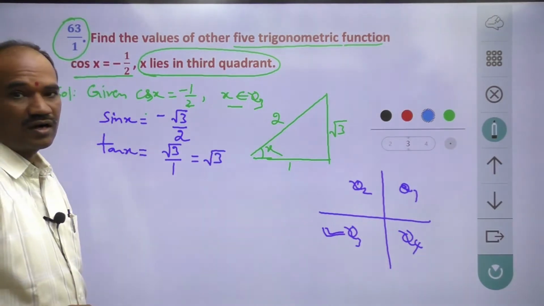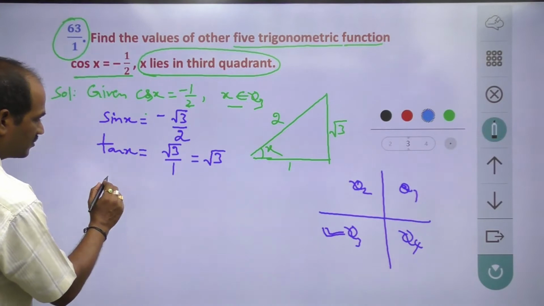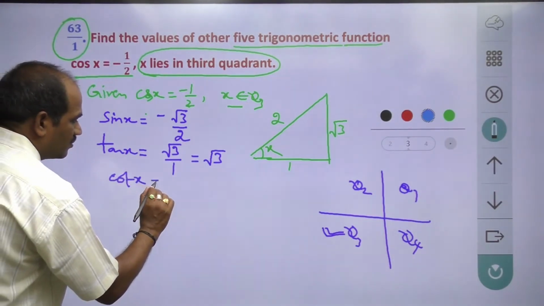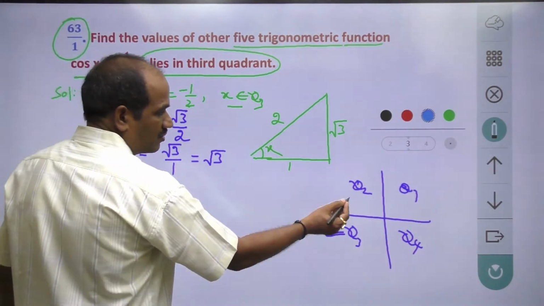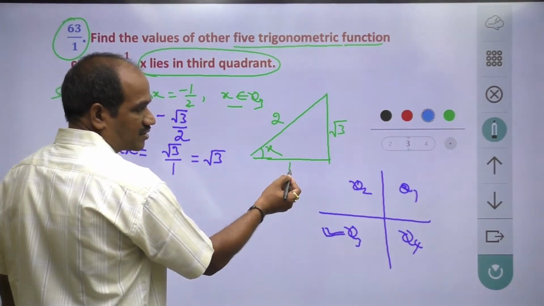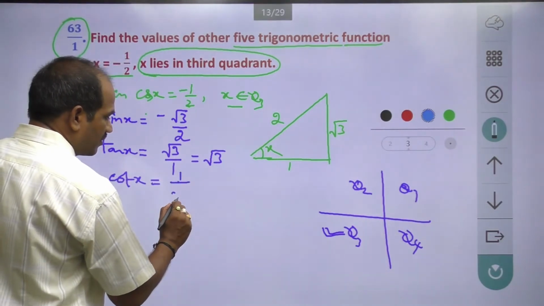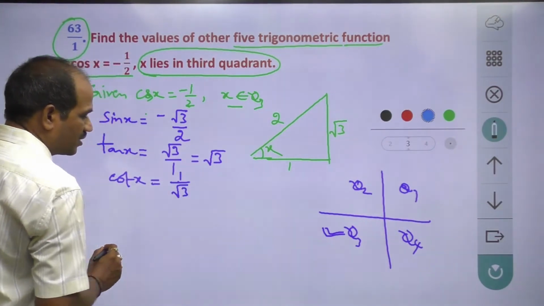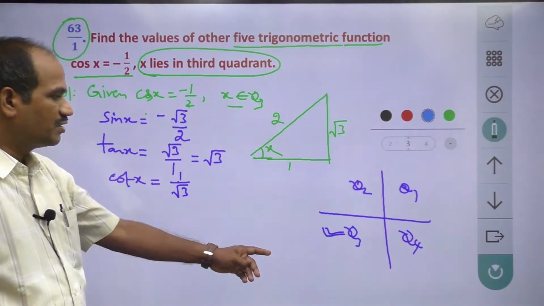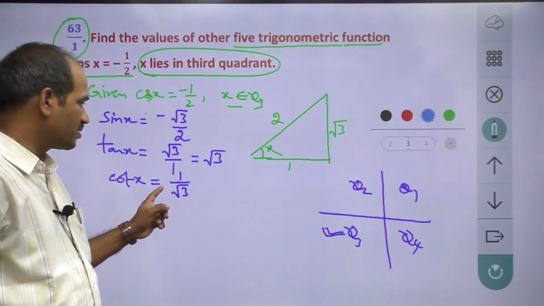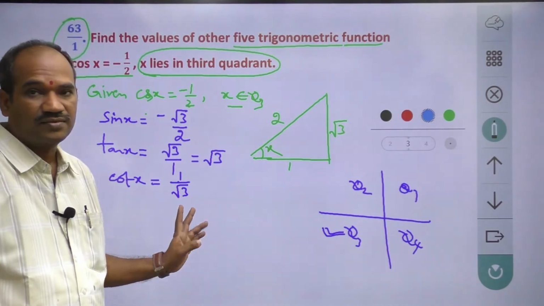So next cot x. Here cot of x is equal to adjacent side by opposite side. The adjacent side is 1, so that is 1 by root of 3. So here, in this third quadrant cot x is positive, so cot x value is 1 by root 3.